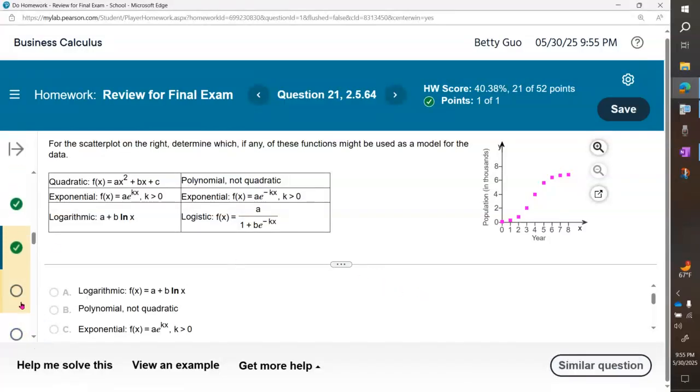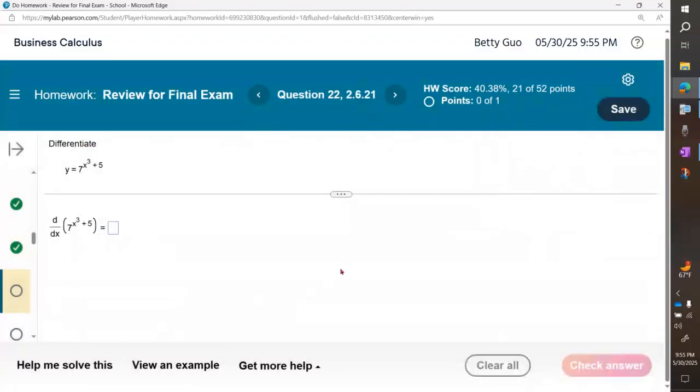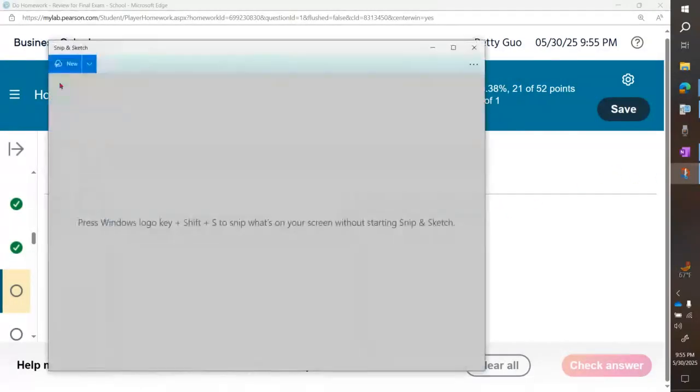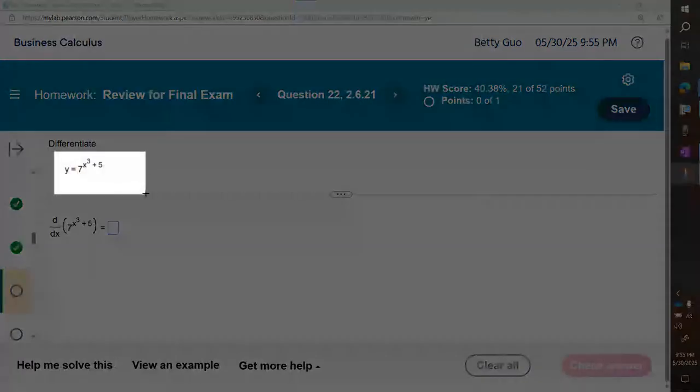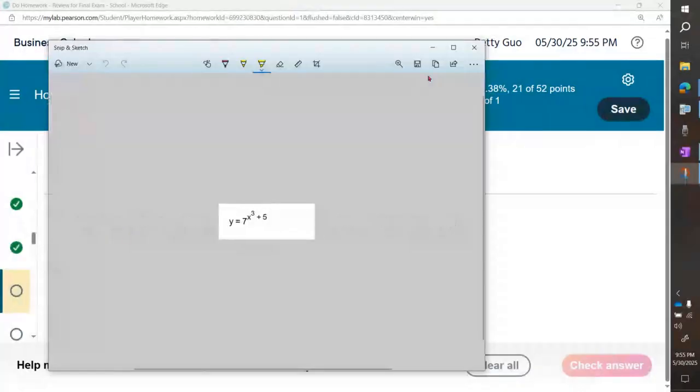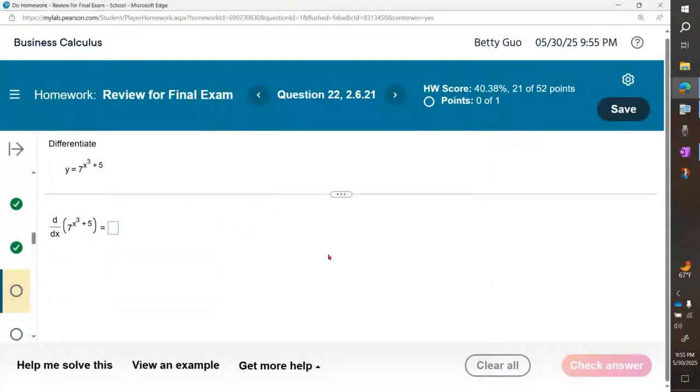Next, question number 22. Differentiate, okay? Let's see. We're looking for dy dx, okay?